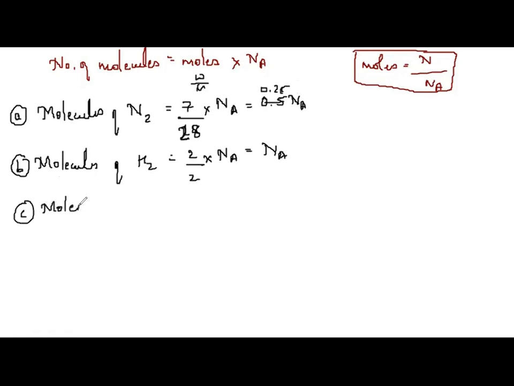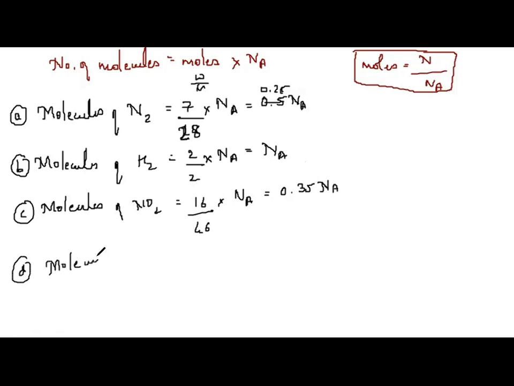Next option, molecules of NO2. How much have they given? 16 grams. 16 grams divided by NO2. Nitrogen is 14, plus 32 comes out to 46, into Avogadro number. So solve it, you will get 0.35 into Avogadro number. And last option is molecules of O2. So how much have they said? 16 divided by 32 into Avogadro number. So it is 0.5 Avogadro number.